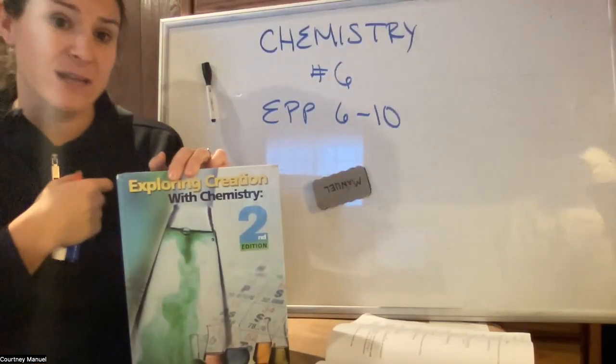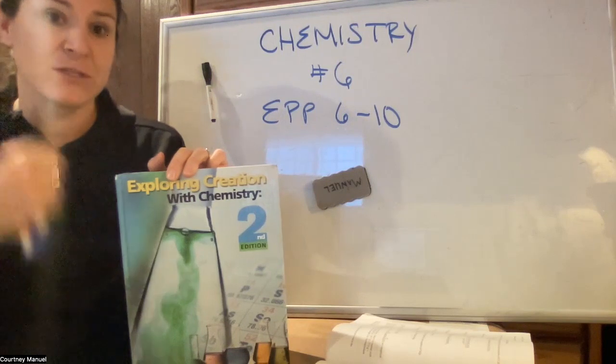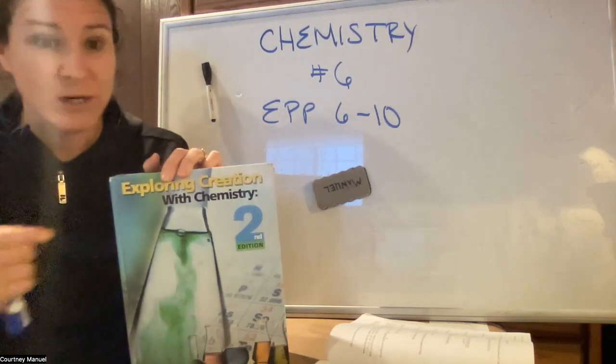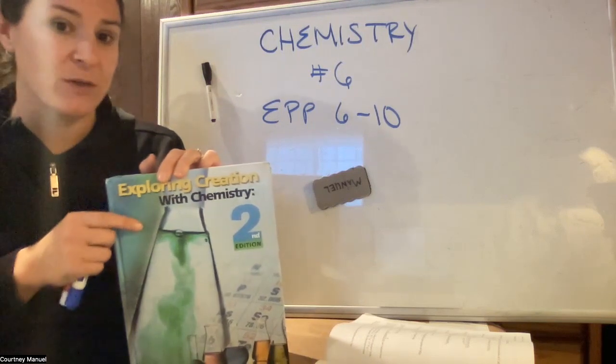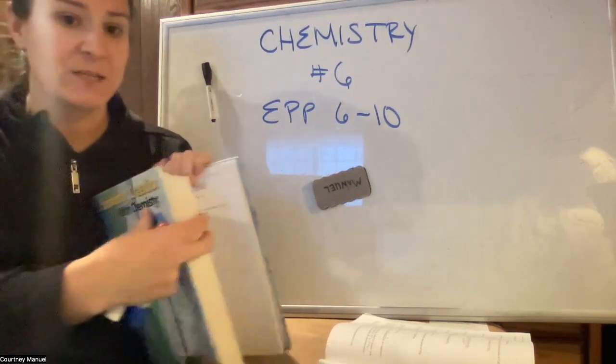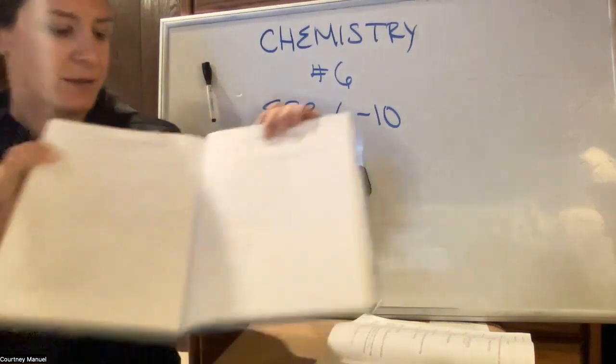Chemistry, Module 6, extra practice problems. This is number 6 through 10. We've already done 1 through 5. If you have questions on those, you've got to go back to another video.